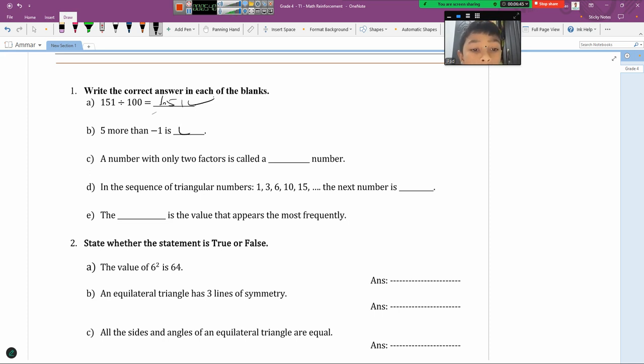4. Okay. A number with only two factors is called a prime number. And the number which has more than two factors. What's the opposite of prime? Composite numbers. Okay. In the sequence of triangular numbers 1, 3, 6, 10, 15, the next number is 21.